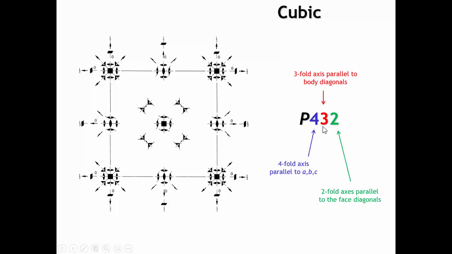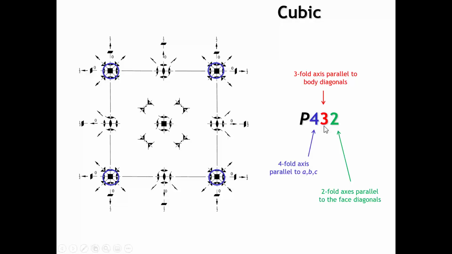This P432 is a primitive cubic lattice. The next symbol would tell us about the symmetry elements that are along the A, B, and C directions. Here it tells us that we have a fourfold, and you can see there's our fourfold rotation axis that's parallel to C. Here and here we see the fourfold axes that are parallel to A and B.